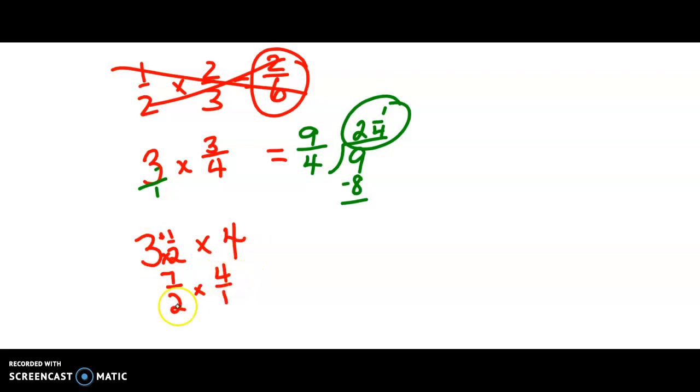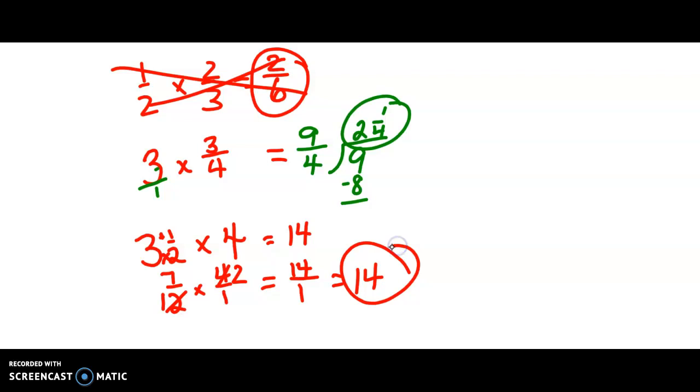Okay, so I can do 7 times 4 and 2 times 1, or I can do a little cross canceling to start with. So 2 and 4 can be cross canceled because they have a factor in common. It's 2. 2 divided by 2 is 1. 4 divided by 2 is 2. So when I solve this, I have 7 times 2 is 14, and 1 times 1 is 1. So 7 halves times 4 over 1 equals 14, or 3 and 1/2 times 4 equals 14. So there's our review of how to multiply whole numbers and fractions and mixed numbers and whole numbers, because this might be something that comes up when we go through our examples today.